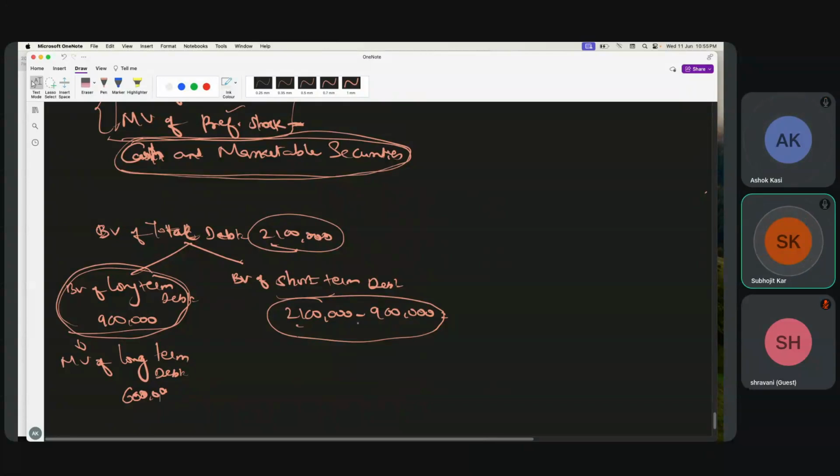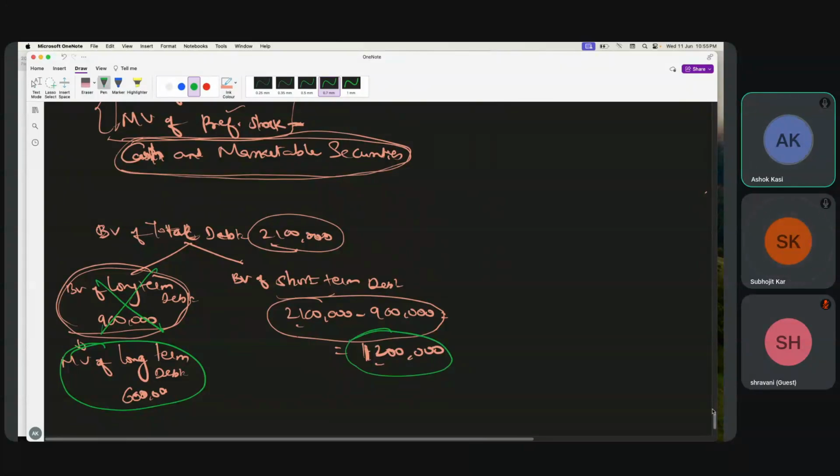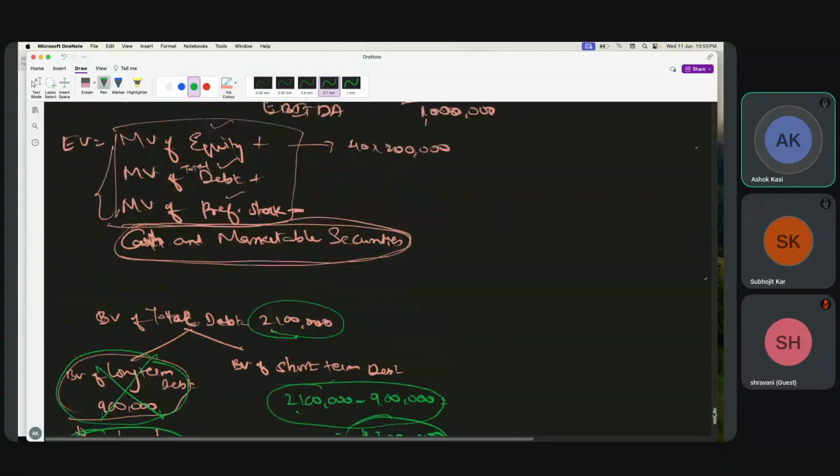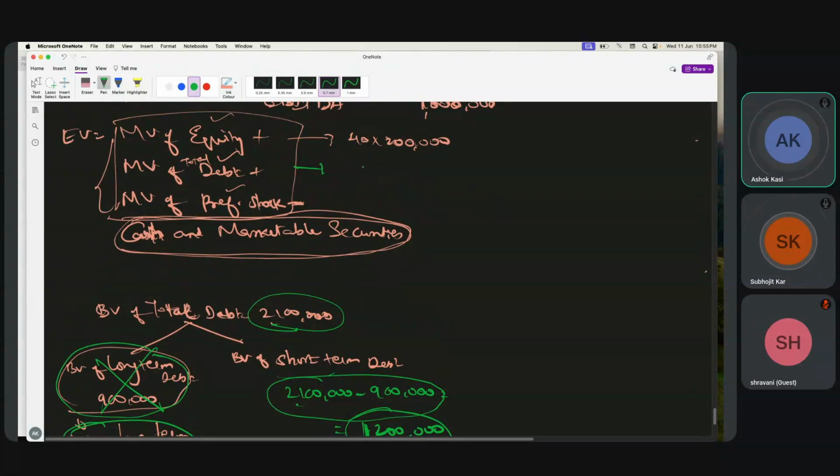1.2 million. So 1.2 million. Okay. Now I said if the market price is given, you should go with market value or market price. So I don't want this one. Here I will go with this one because I don't know the market value. So it will be 600,000. Whatever value comes here, it will be 600,000 plus 1.2 million.